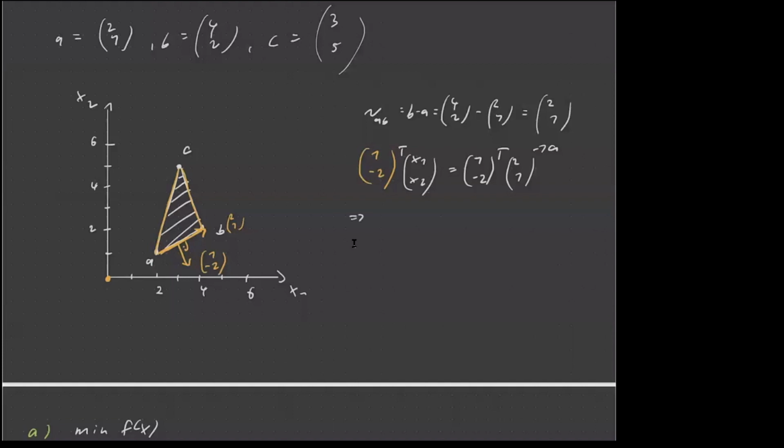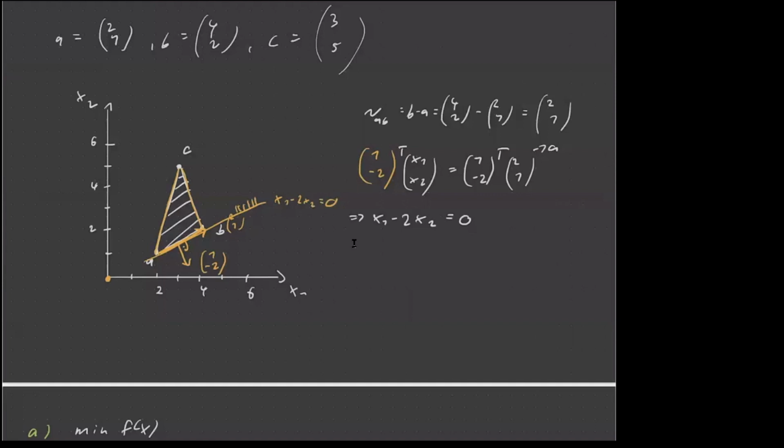Okay, so in other words, what we have is the equation x1 minus 2x2 equals, and this is 2 minus 2, so that is exactly 0. Okay, so that's the equation for this orange line here. This one. x1 minus 2x2 is 0. And now we want to find the right inequality. So what we want is all the points that are to this side of the line, because that's the points that we want in our triangle, right?